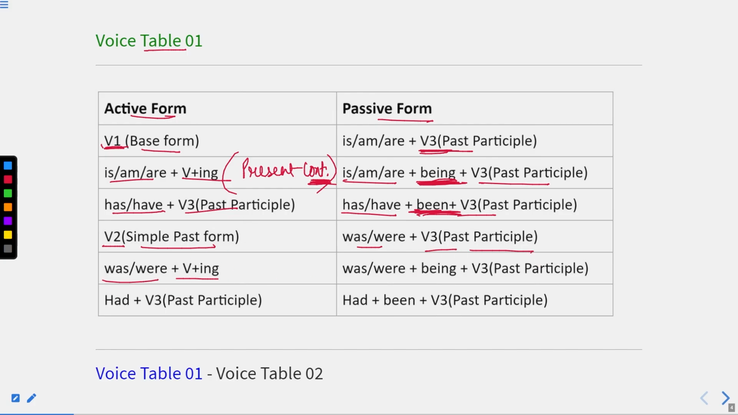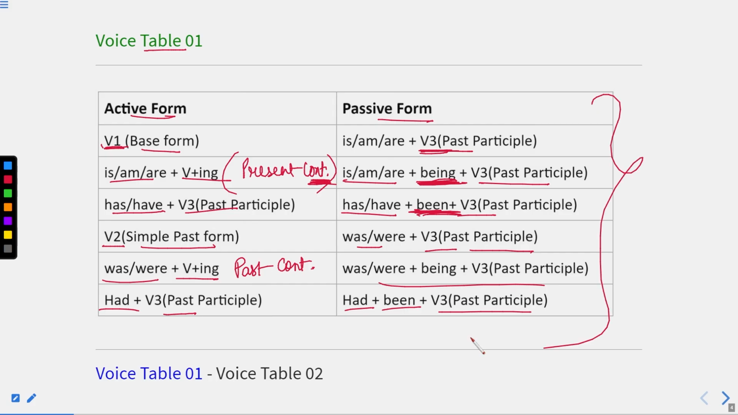After that, was/were plus verb with ing. Now this is past continuous tense, and as I told you, if the sentence is of continuous tense, to maintain the requirement of continuous, we add being in passive voice. Okay, so was/were plus being plus verb third form, this will be the structure of the passive form. Then had plus verb third form: as we did in present perfect tense, the same thing happens in the passive form of past perfect, but here has/have should be replaced with the word had, otherwise the structure remains the same, that is had plus been plus verb third form.